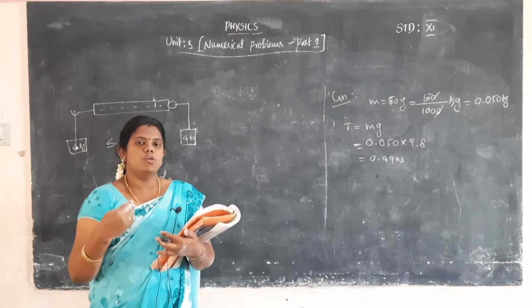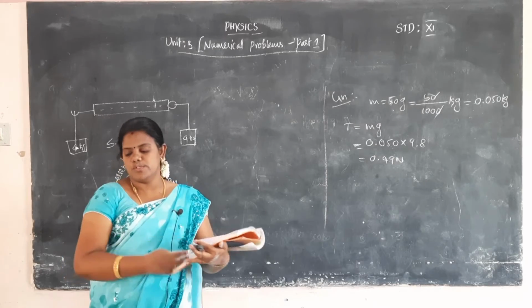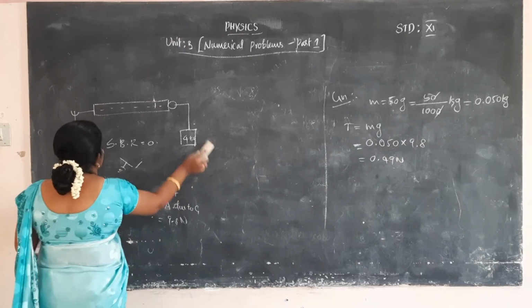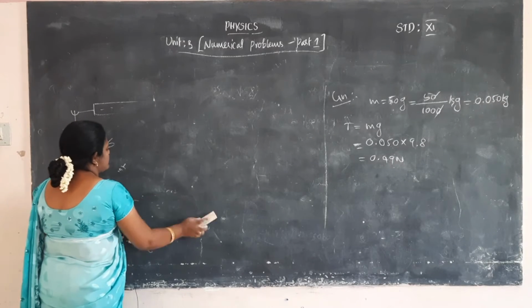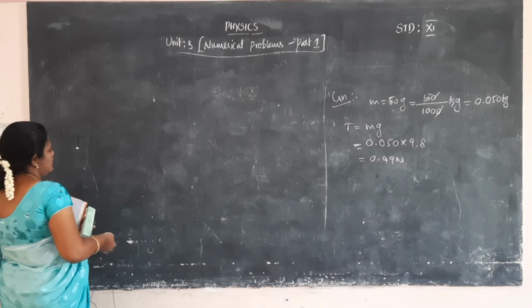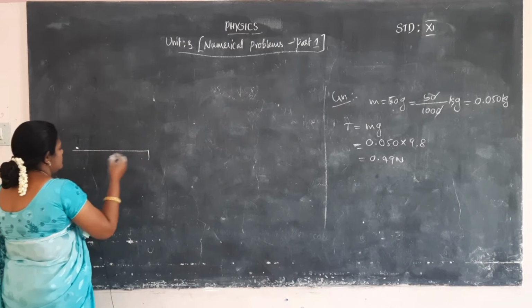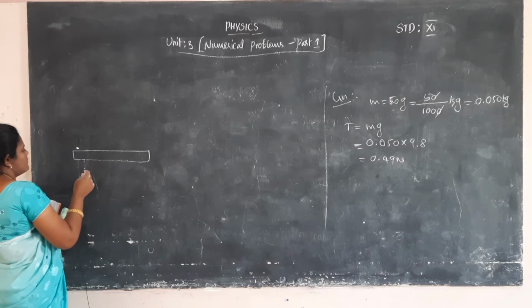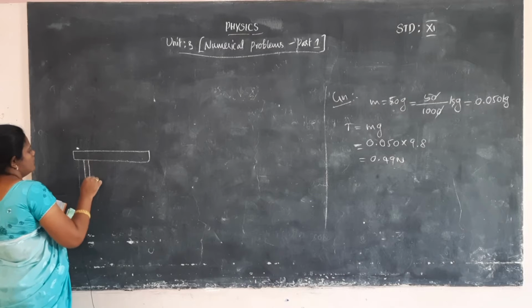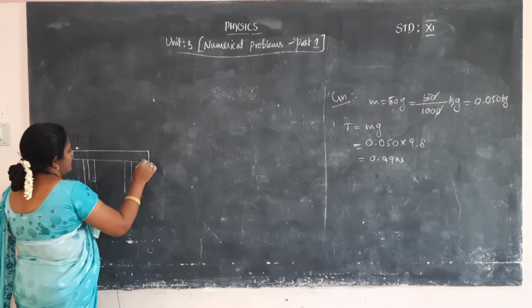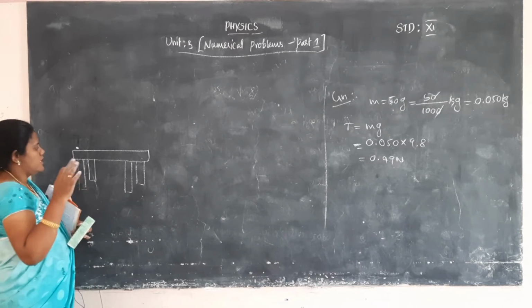Using the free body diagram, we want to calculate what forces will be acting on each book. So first we draw a diagram for this question. This is the table. I keep 4 books on the table.